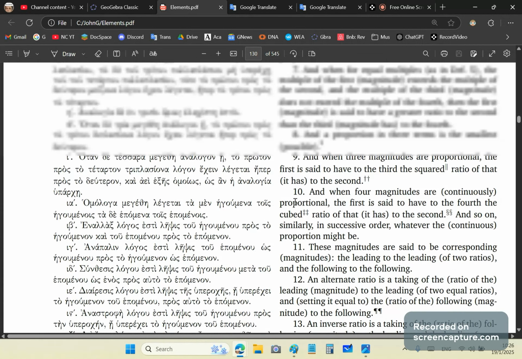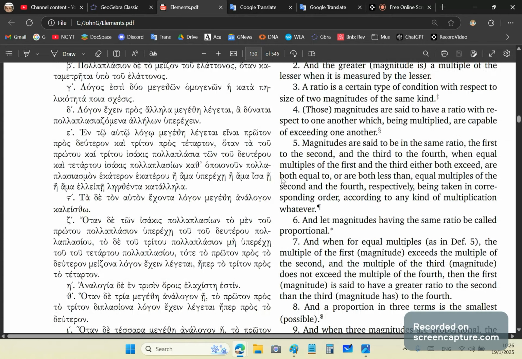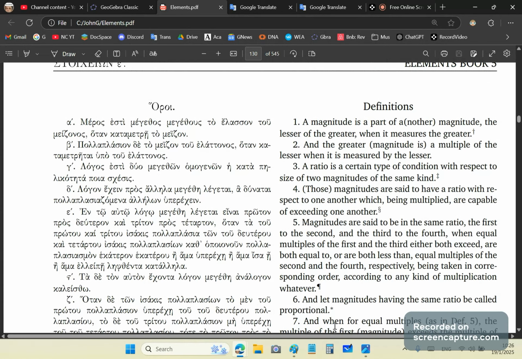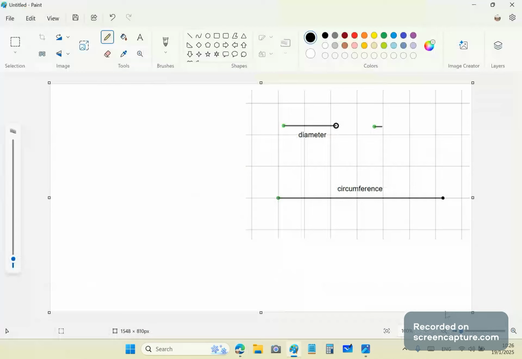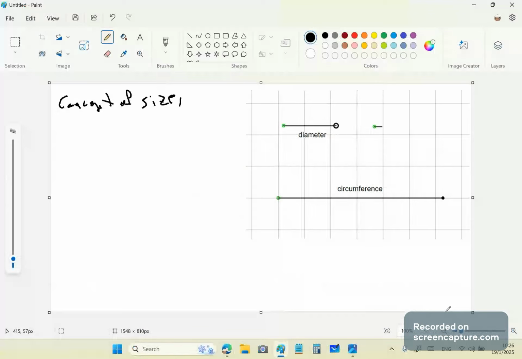So the first thing that is done is you give the definition of a magnitude. In other words, a magnitude is simply the concept of size, dimension, or extent. It's not a number, by the way. It's not a number. Nothing to do with numbers whatsoever. Zero, I'll come back to that in a moment.